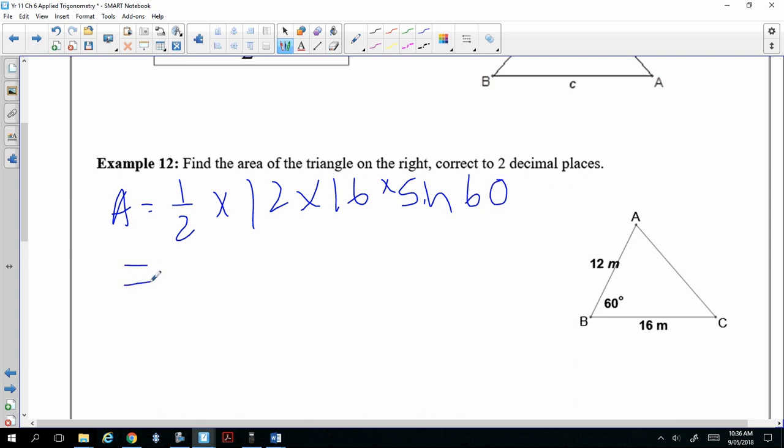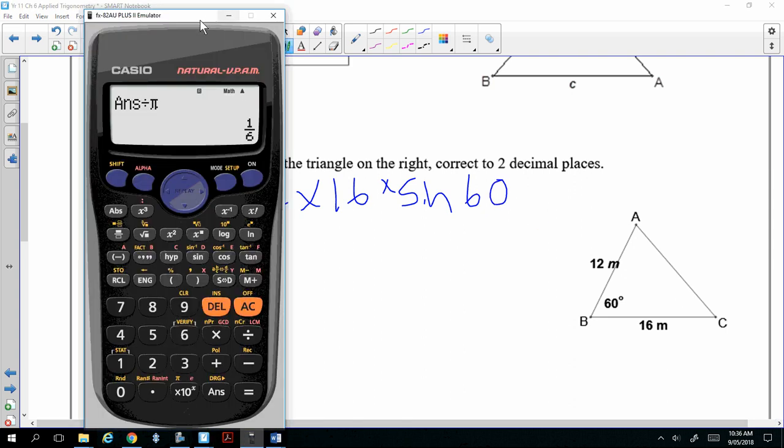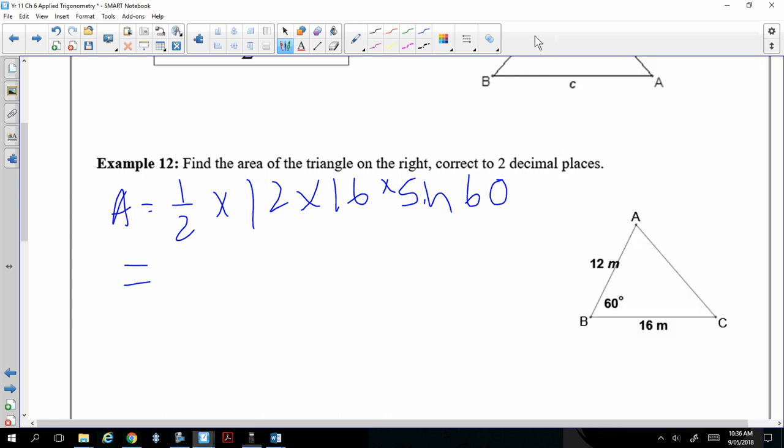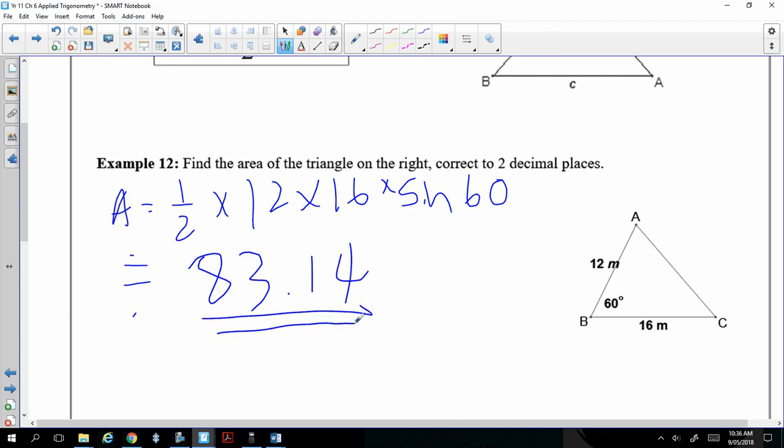Correct to two decimal places, so you can do that on a calculator. So you go 12, which is 6 times 16, because I halved the 12, then times by sine 60. Oh, I'm in the wrong mode, just be careful. I was in radian mode, should be in degree mode, see it's D now. Equal, okay, works, 83.14. Two decimal places, square meters.